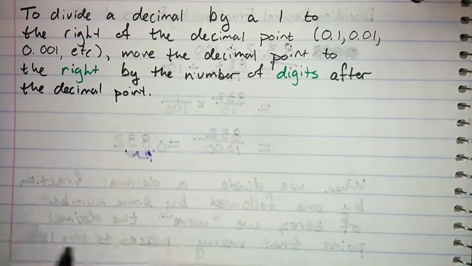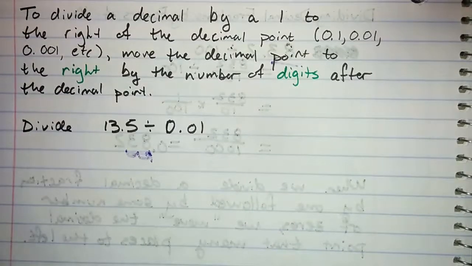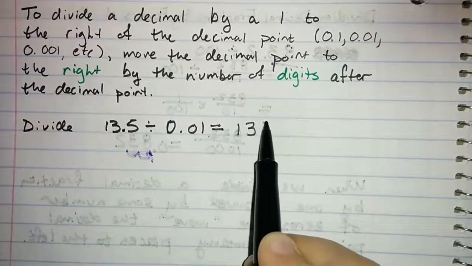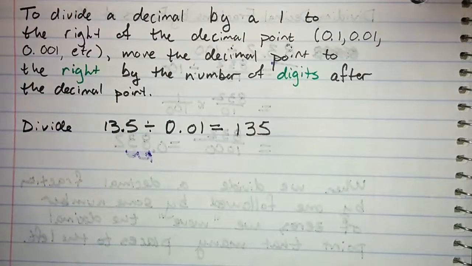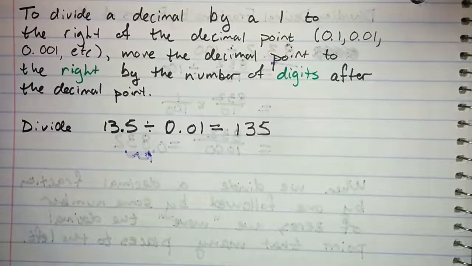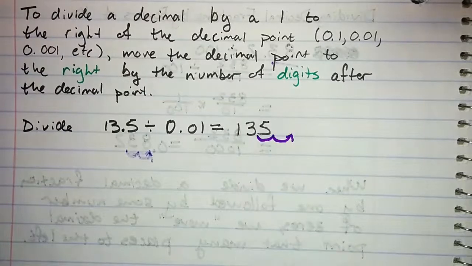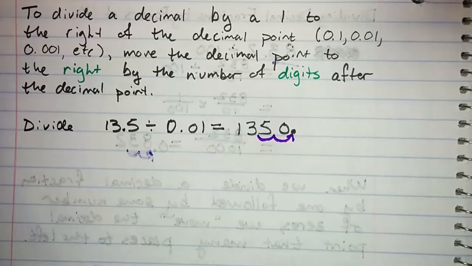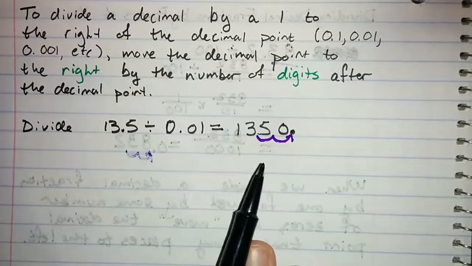I'm going to give you one of these to try. Divide 13.5 by 0.01. Pause the video and try this now. Alright, well my answer will be just these digits, 135. But I'll want my decimal point 2 places further to the right. I see I don't have enough digits to do that, so I'll need to fill in a 0. Did that really make sense?